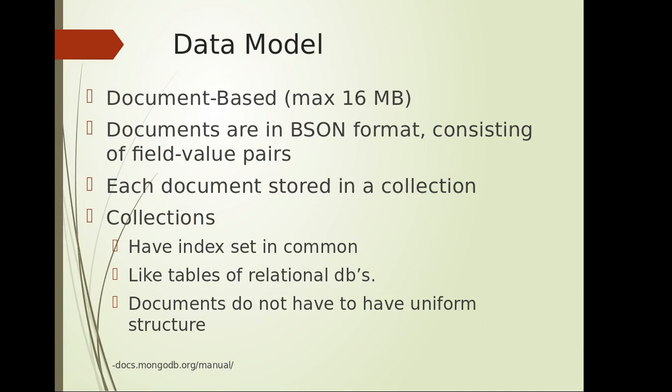The data model for MongoDB lets you store up to a maximum of 16 MB in a single row. It means in a single row you can insert up to 16 MB of data, and that is a good thing for MongoDB. It's document based. Documents are in JSON format, consisting of field value pairs. Each document is stored in a collection, and a collection has indexes, tables, and a uniform structure similar to MySQL.